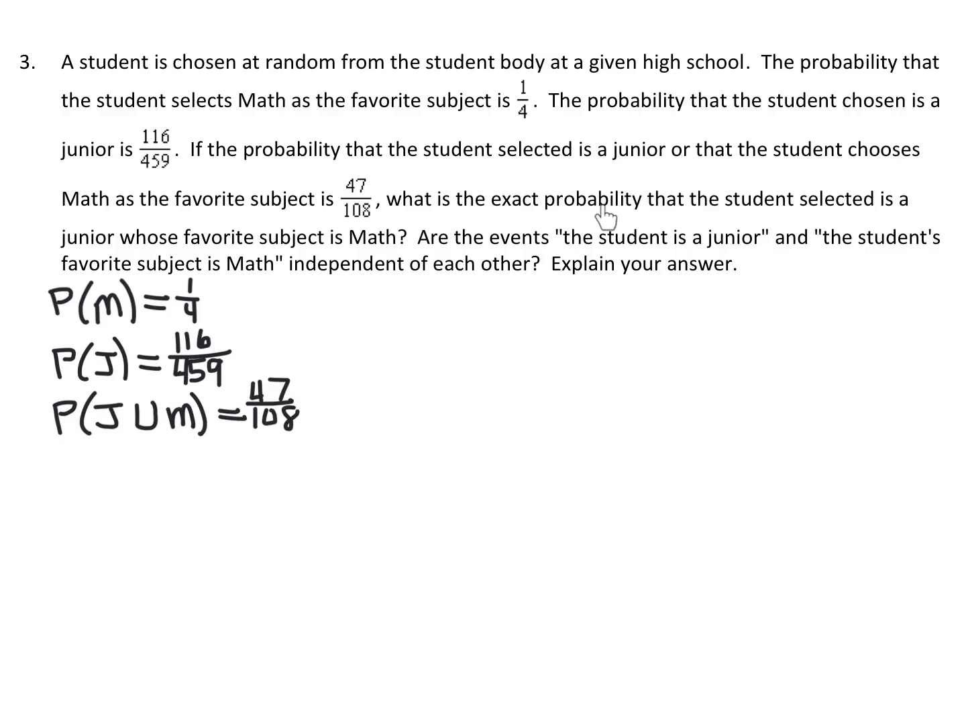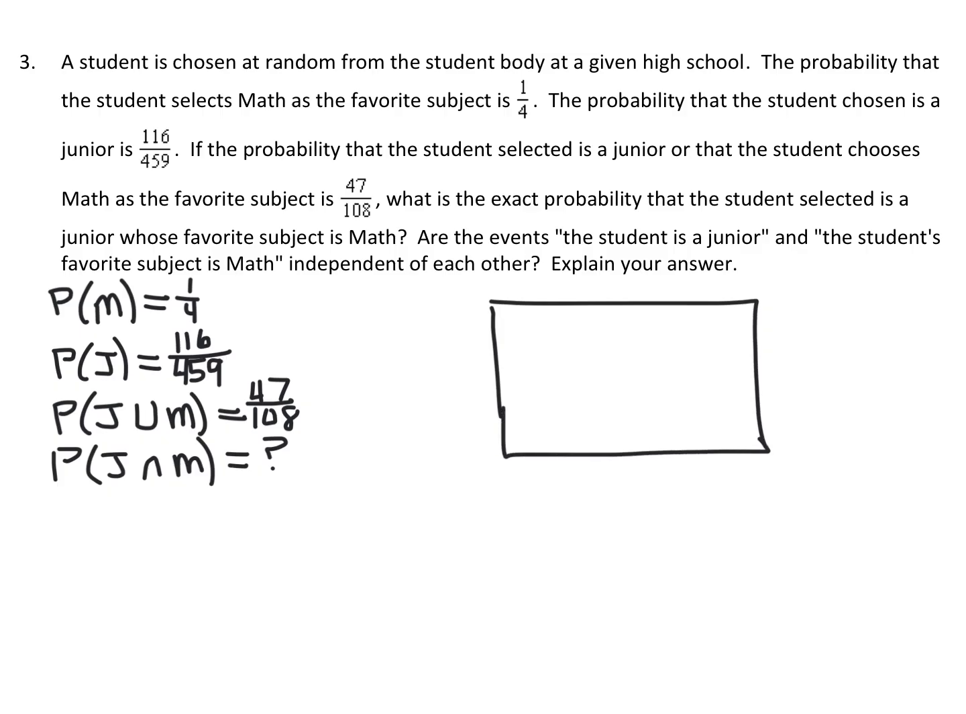What is the exact probability, so just leave it as a fraction, that the student selected is a junior whose favorite subject is math? So we're looking for junior and math. All right, so we're looking for the probability of junior and math. Okay, we don't know that, so put a question mark. All right, now you could do this one of two ways. You can either do a Venn diagram or you could use the formula. I mean, whichever you think is easier. So let me start with the Venn diagram, and if you don't like that, then we can use the formula.